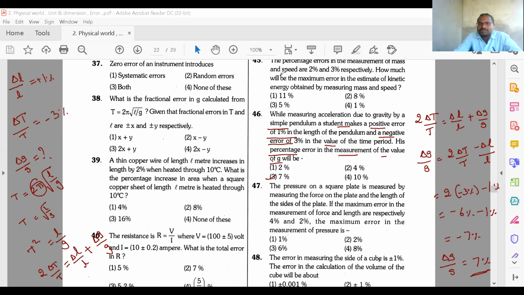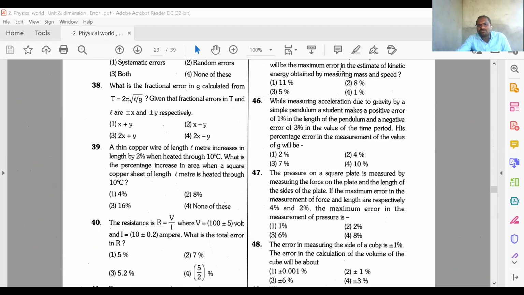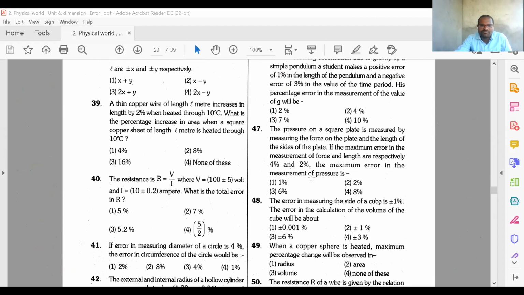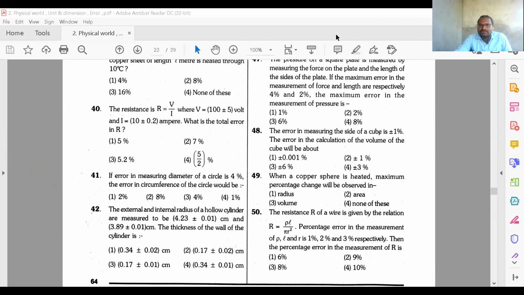Any doubt in this? I hope you are understanding. This type of questions they may ask. Here, see one simple question. Question 47 also, 48 also, any problem, all questions can be solved from those 3 rules I have given about the propagation of errors.